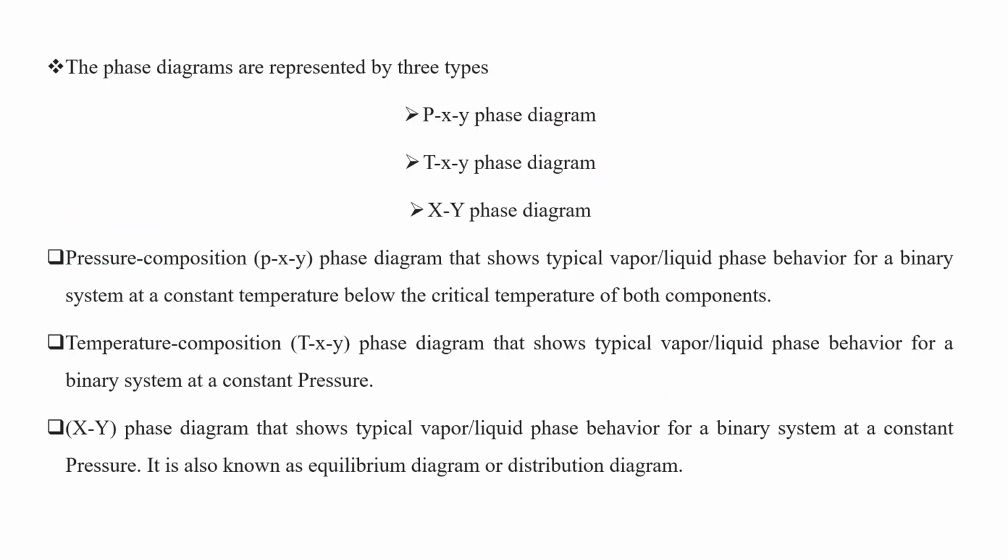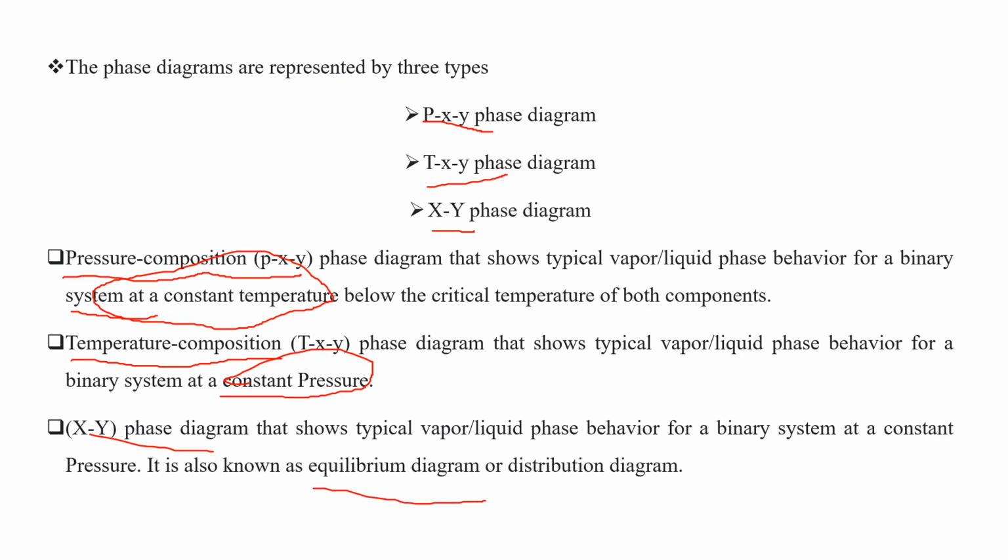Then the phase diagrams are represented by three types: the PXY phase diagram, TXY phase diagram and XY phase diagram. Then what is meant by PXY, TXY and XY? PXY is nothing but the pressure composition phase diagram, which represents the phase behavior of a system or a component at a constant temperature. TXY is the temperature composition phase diagram, which represents the phase behavior of a system or a component at constant pressure. The XY phase diagram is the equilibrium diagram or a distribution diagram. Here also we are going to keep the pressure constant.